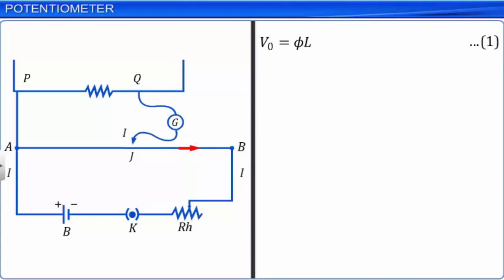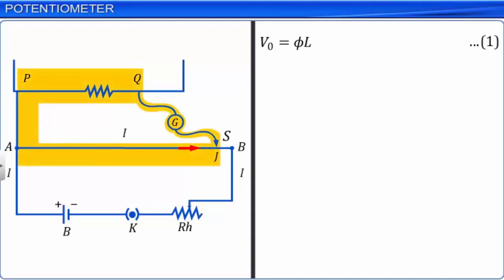In this process of making contact at various points on the wire, we come across a point S on it such that the potential at that point is the same as the potential at point Q. Hence, the circuit comprising points A, S, Q, and P is in a balanced state and the current in the galvanometer is 0. This circuit is also referred to as a secondary circuit.